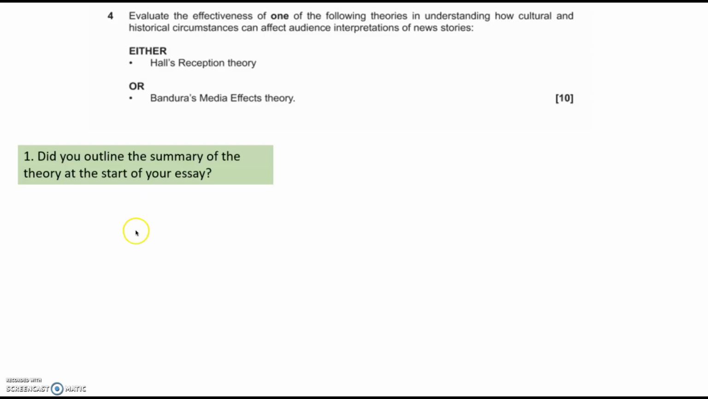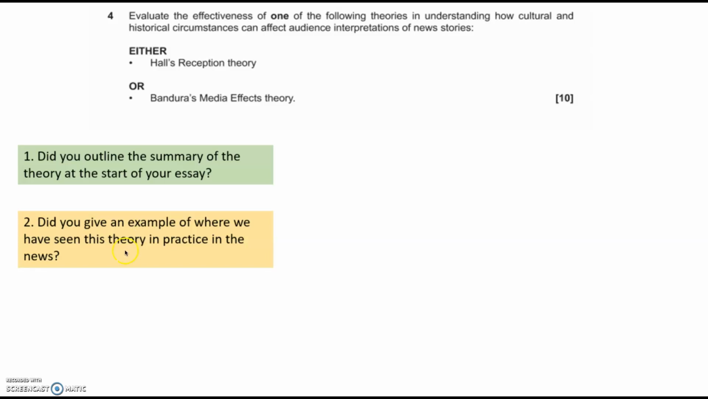Okay. If you're back with us, the second thing, did you give an example of where you have seen this theory in practice in the news? Have you connected it in some way to the news? It's asked about how it is effective in understanding the news. So you needed to try and tie that in. So here is one example of how we see it in practice.